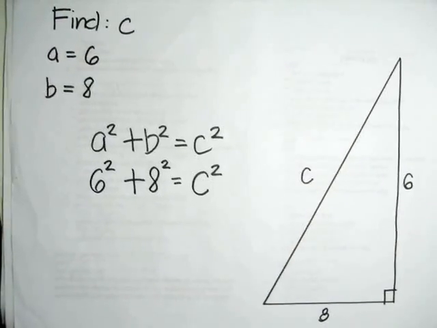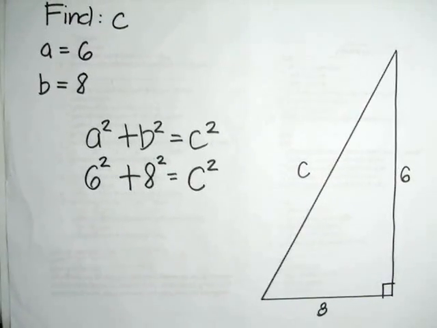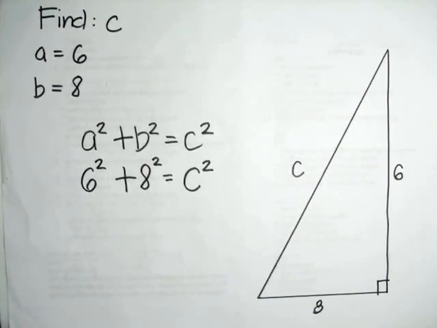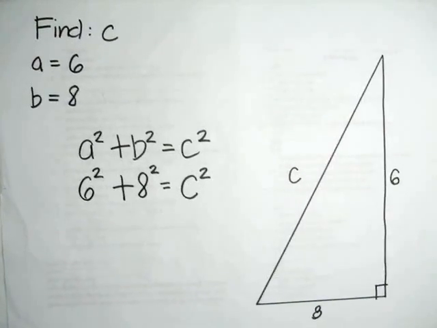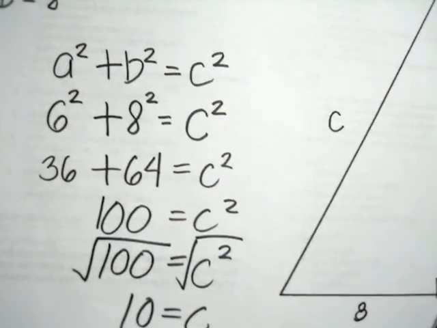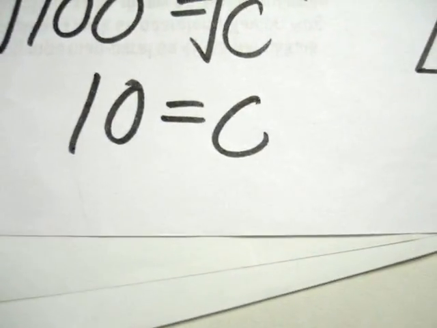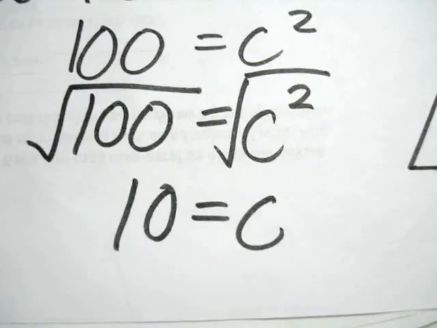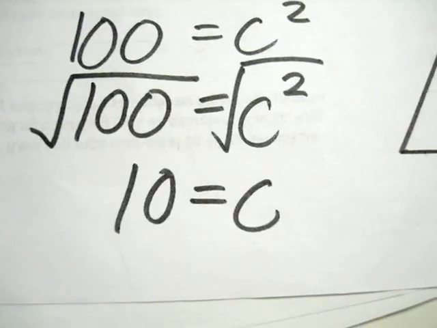To solve this problem, the first approach is writing the formula a squared plus b squared equals c squared and substituting a and b. So a is 6, so write 6 squared plus 8 squared equals c squared. Now when you get an answer that equals c squared, you must get the square root to get the final answer. In this case, 100 equals c squared. So the square root of c squared is c, and the square root of 100 is 10.